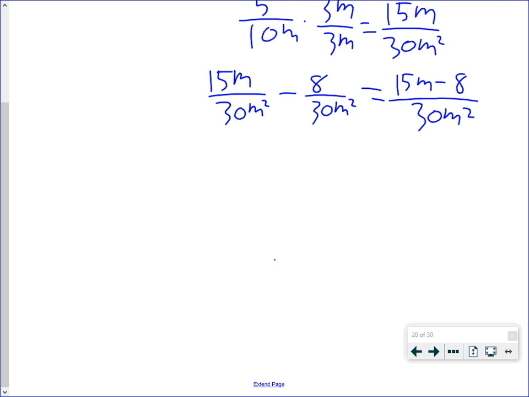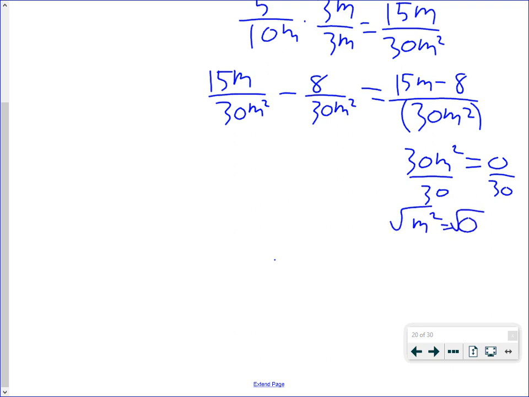So our only factor in the denominator is 30m squared. We're going to set that equal to 0, and we solve this out for m. We divide by 30. We get m squared equals 0. And the square root of 0 is just 0. So m just equals 0. So our only excluded value of m is 0.